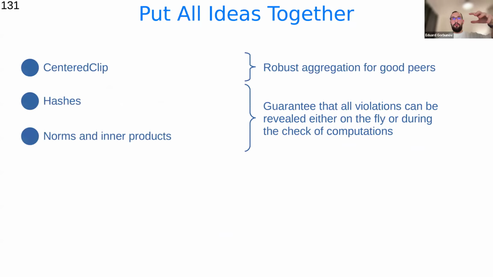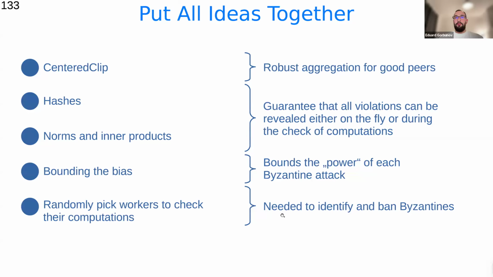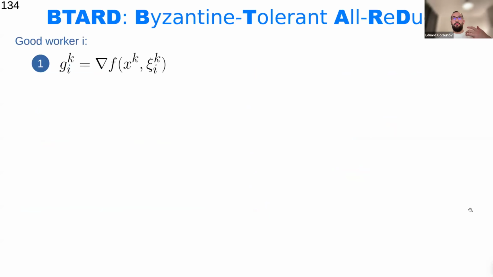So to put all ideas together, we use center clip for robust aggregation. Then we use hashes and norms and inner products along random directions to guarantee that all violations can be revealed either on the fly or during the checks of computations. And we also bound the bias in order to bound the power of each Byzantine attack, even if we didn't select the client for that. And then we randomly pick workers to check their computations. This is needed to identify and ban Byzantines. Okay, so this is the whole idea.